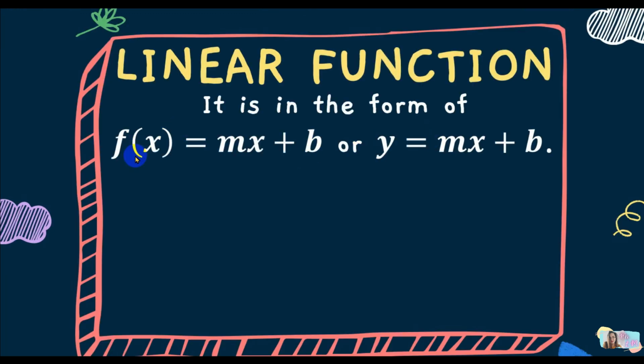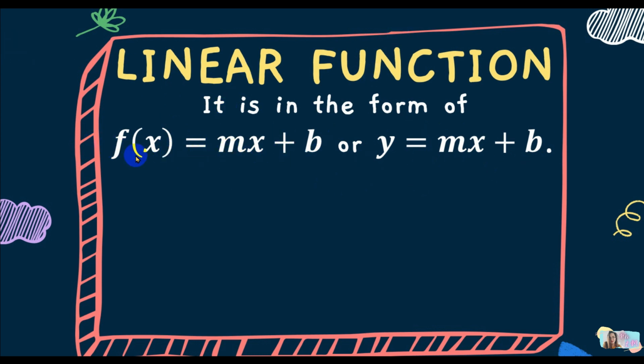It is in the form of f of x is equals to mx plus b or y is equals to mx plus b. So that means you're familiar with this. But the thing is, meron tayong panibagong representation nito. Ito po, kilala na natin to. And this is the equation of a line in the slope-intercept form. And it could be written as f of x is equals to mx plus b.